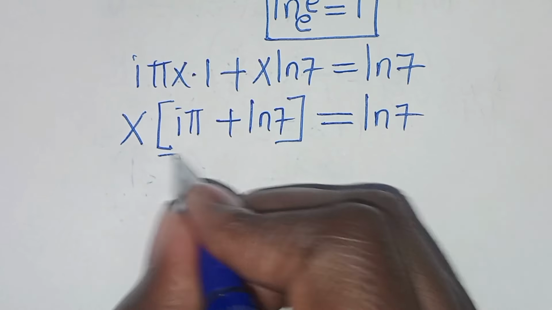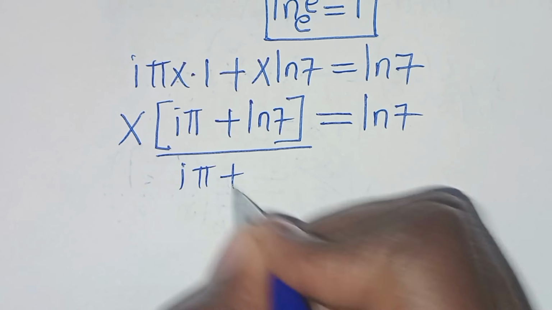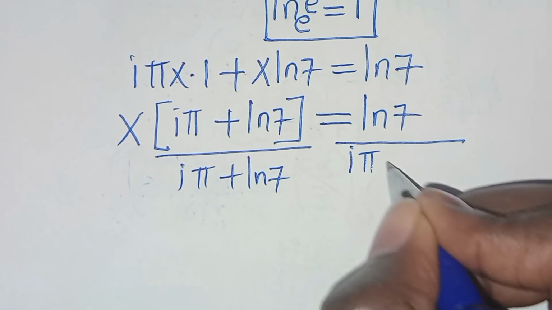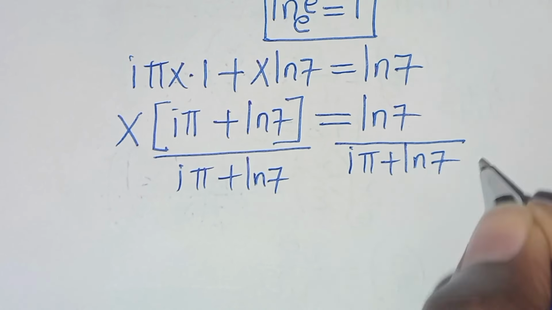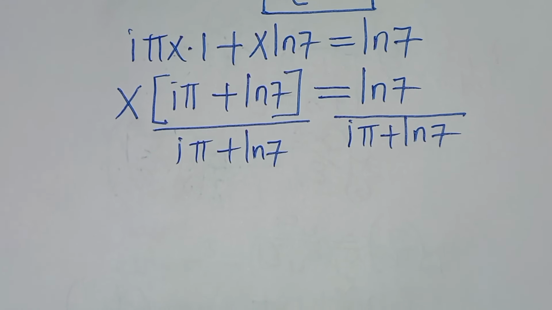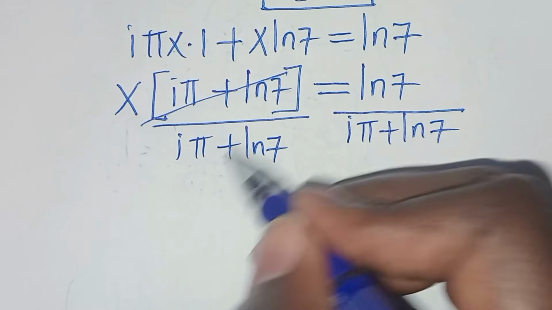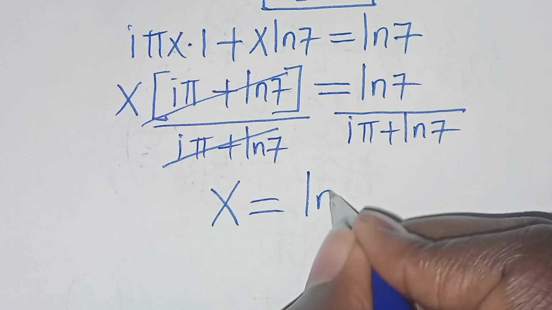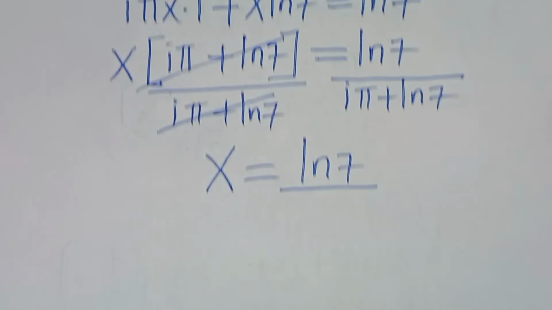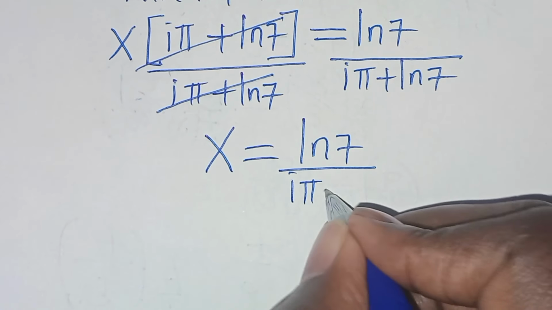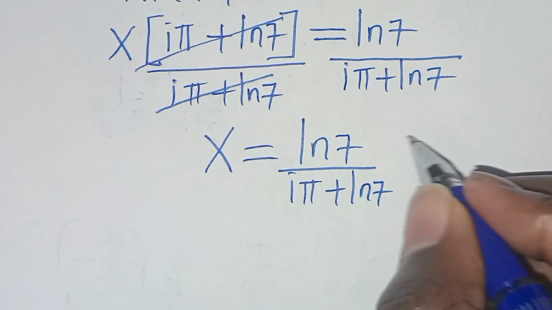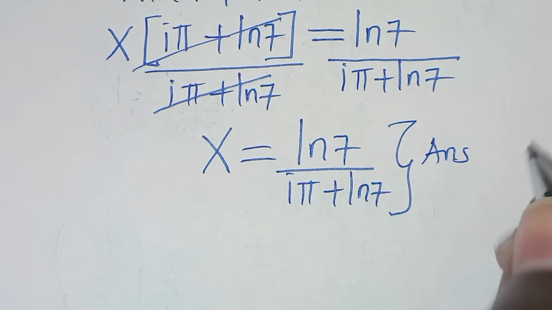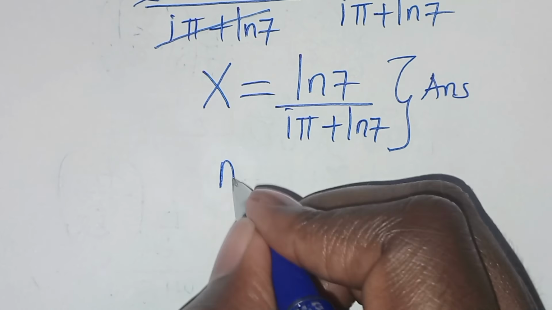So let's divide both sides by i pi plus ln of 7, and also on this side by i pi plus ln of 7. So let's simplify here so that now x is equal to ln of 7 divided by i pi plus ln of 7. So this is the solution by applying method 1. So let's apply method 2 from here.